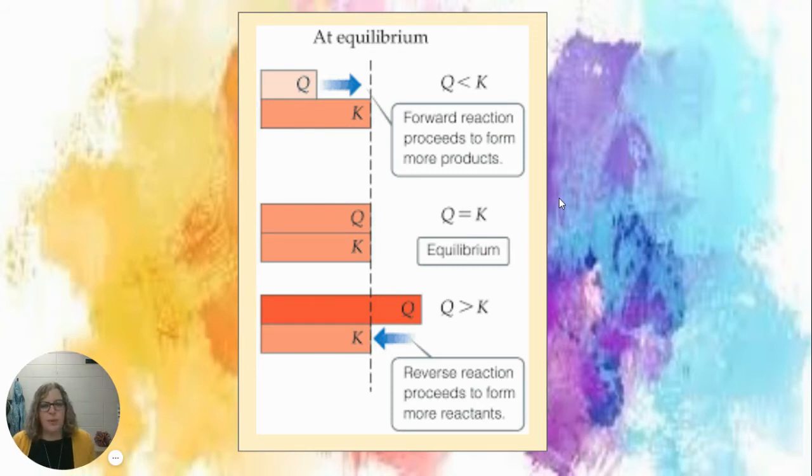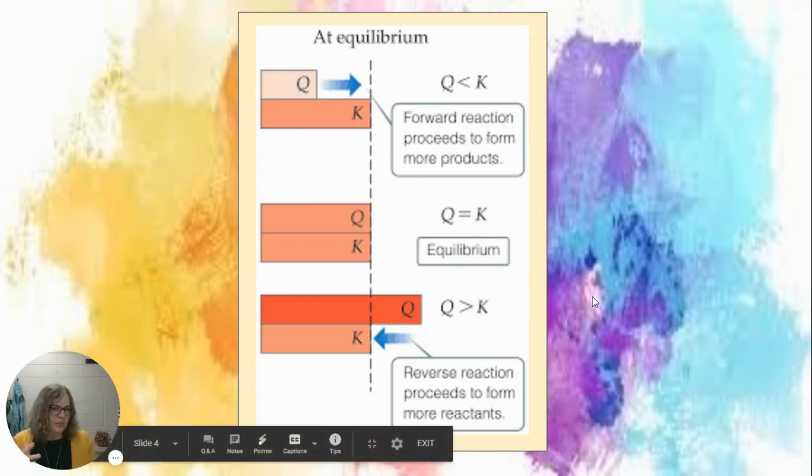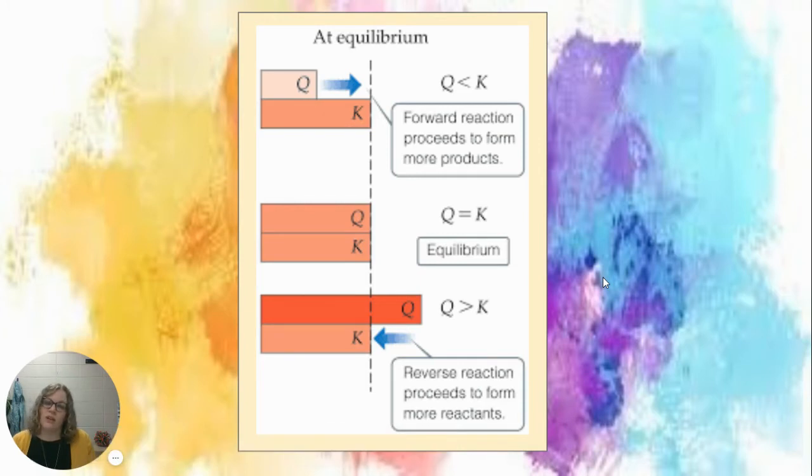If you hit a sweet spot where your Q is equal to K, it means bang, you're at equilibrium. Congrats, you get flowers and a parade and all that kind of stuff. It happens very rarely, so take that with a grain of salt. And then lastly, if your Q value, so your current set of conditions, is greater than your K value, that means you have too many products and your reaction is going to need to head in the reverse direction to get to equilibrium. It means you've got too many products in your numerator and not enough reactants in your denominator.